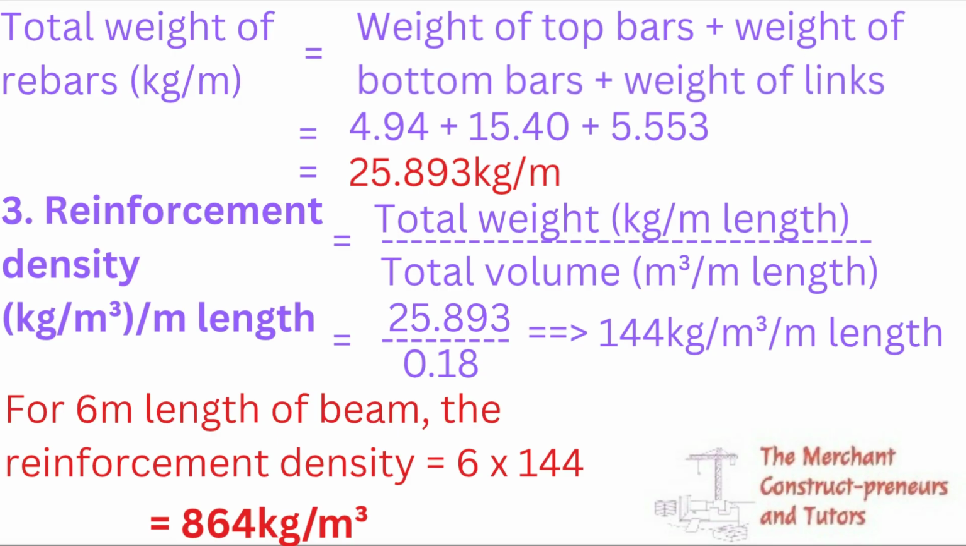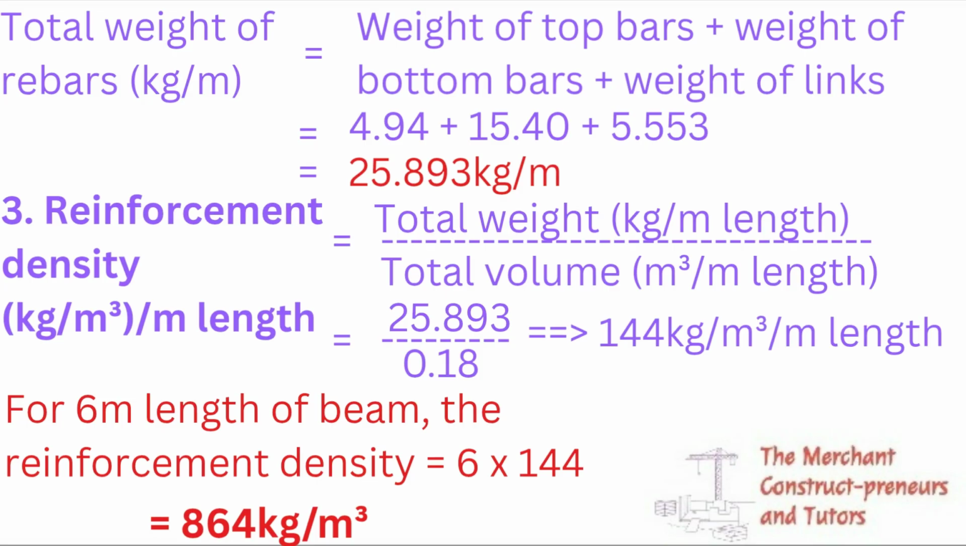So the total weight of rebars in this beam section is weight of top plus weight of bottom plus weight of links. When you add them up together, you have 25.893 kilogram per meter. Then the last thing is to find the reinforcement density per meter length. So total weight divided by total volume: 25.893 divided by 0.18. So we have 144 kilogram per meter cube per meter length.